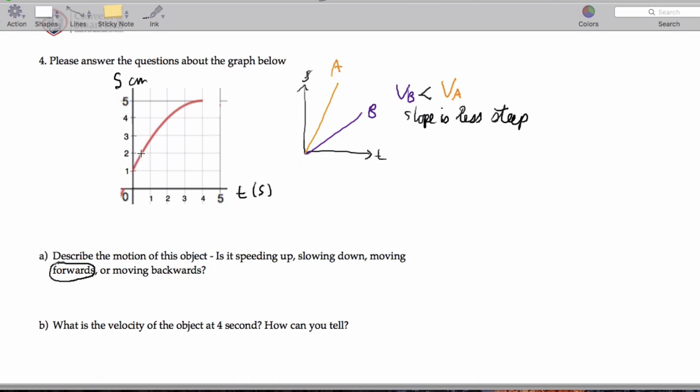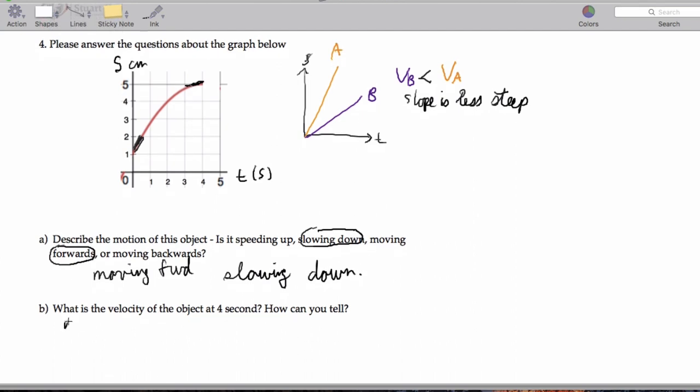And it's going from a steep graph to a flat graph. And less steep means slower. So it's slowing down. Okay, so it is moving forward, and it's slowing down.